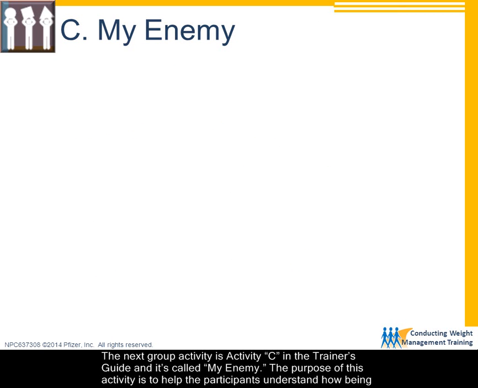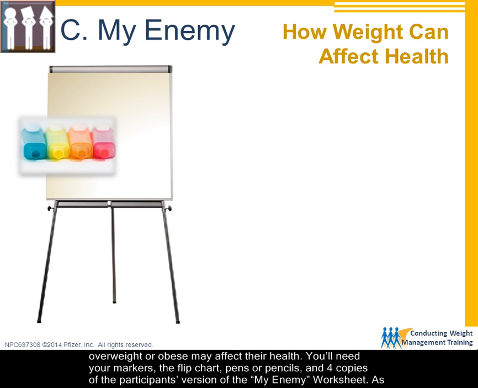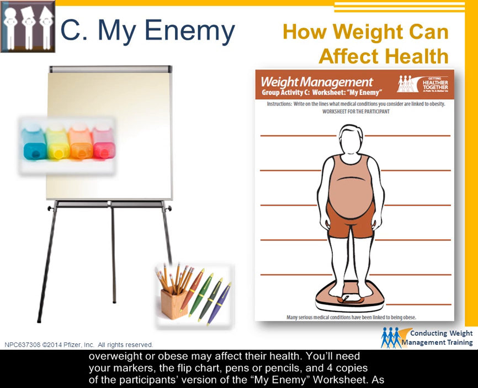The next group activity is Activity C in the Trainer's Guide, and it's called My Enemy. The purpose of this activity is to help the participants understand how being overweight or obese may affect their health. You'll need your markers, the flip chart, pens or pencils, and 4 copies of the participants' version of the My Enemy worksheet.